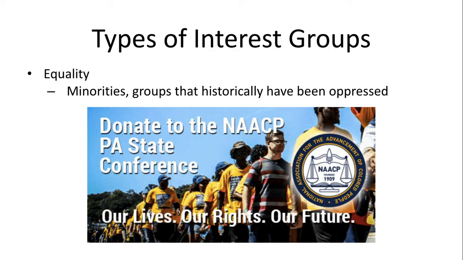Next, we have equality interest groups. These are your civil rights interest groups. The big one that everyone knows is the NAACP, and they're advocating for laws and legislation that represent minorities or groups that have historically been oppressed throughout our history.